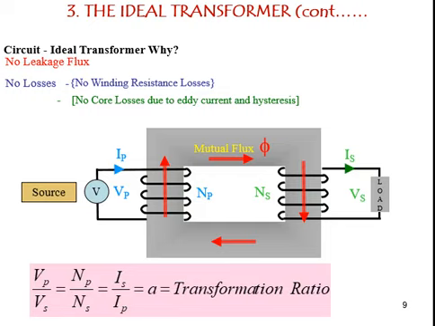There is a factor, as shown in the last equation, which is called the transformation ratio and is represented by A. A can be calculated by the ratio of voltages, primary and secondary voltage, by the ratio of primary and secondary number of turns, and by the ratio of primary and secondary currents.